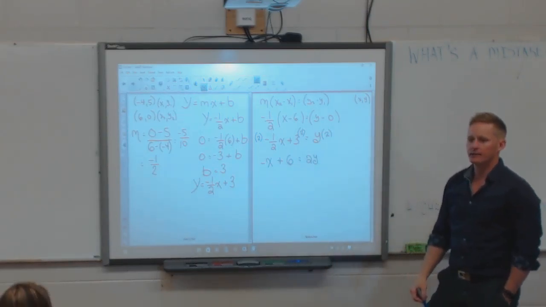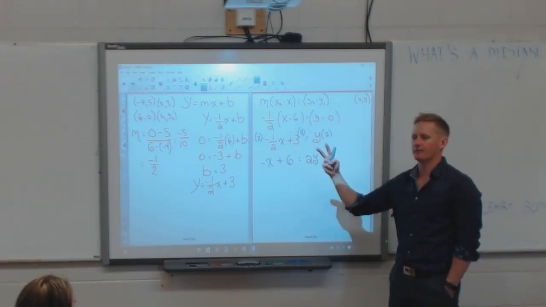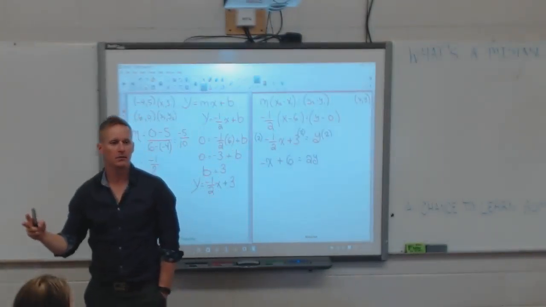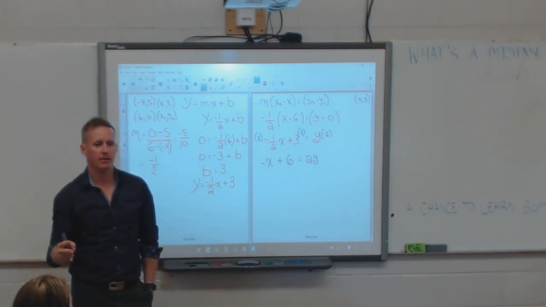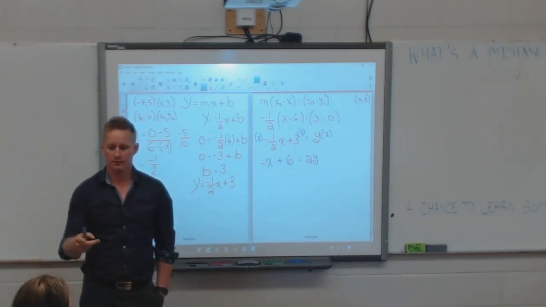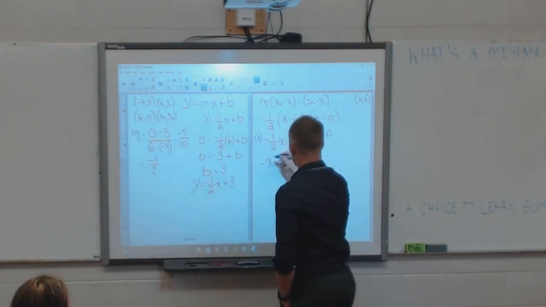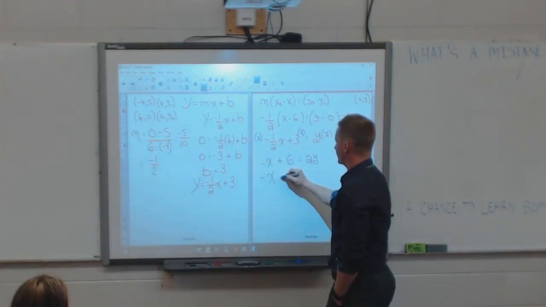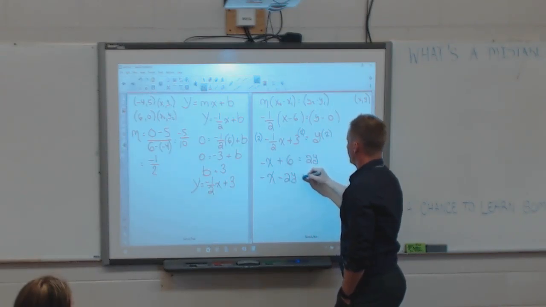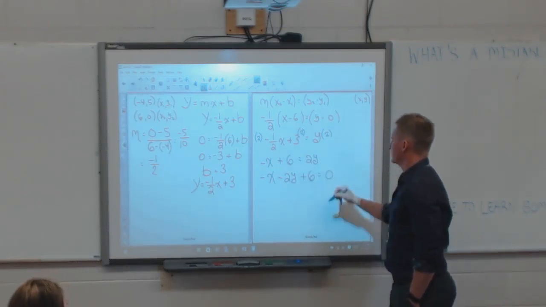Now how do I get it into that form? What's the second thing that I have to do if there's no fractions? Subtract the 2y and put it on the other side. Because what am I trying to do? Make it into general form, so it has to equal 0. So it has to equal 0. Subtract that over. Minus x minus 2y add 6 equals 0.